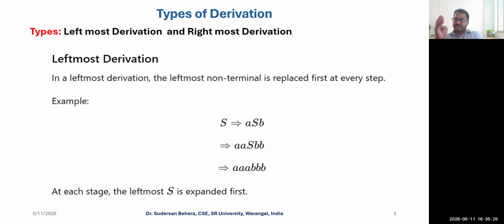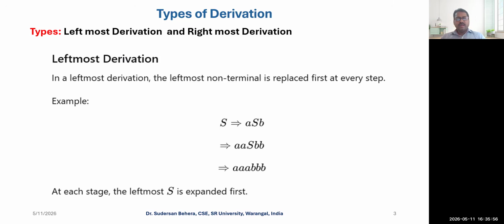Or you may write it like this: in a leftmost derivation, the leftmost non-terminal is always replaced. Very simple. Not the rightmost non-terminal. If in the derivation process the leftmost non-terminal is always replaced, that is called leftmost derivation.